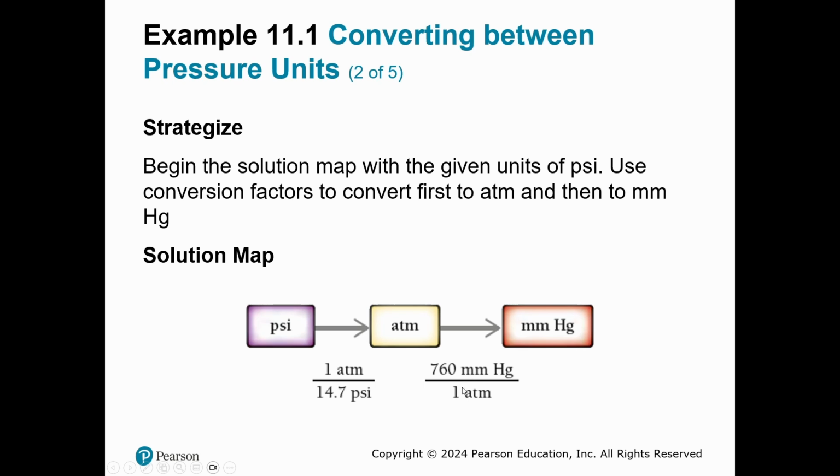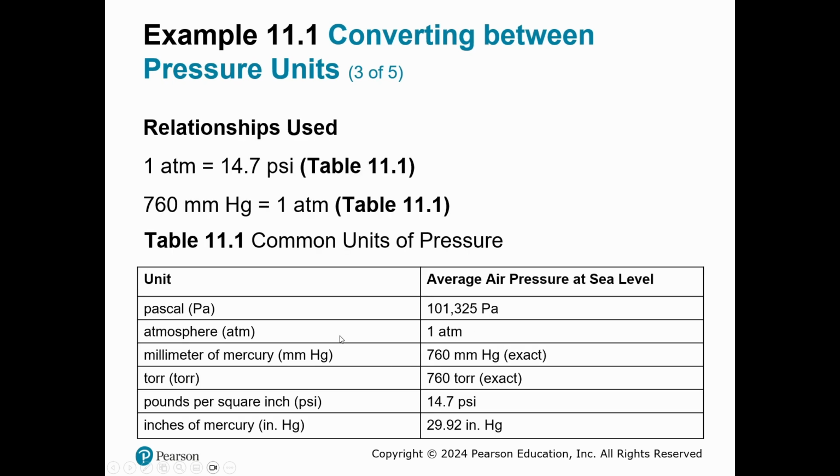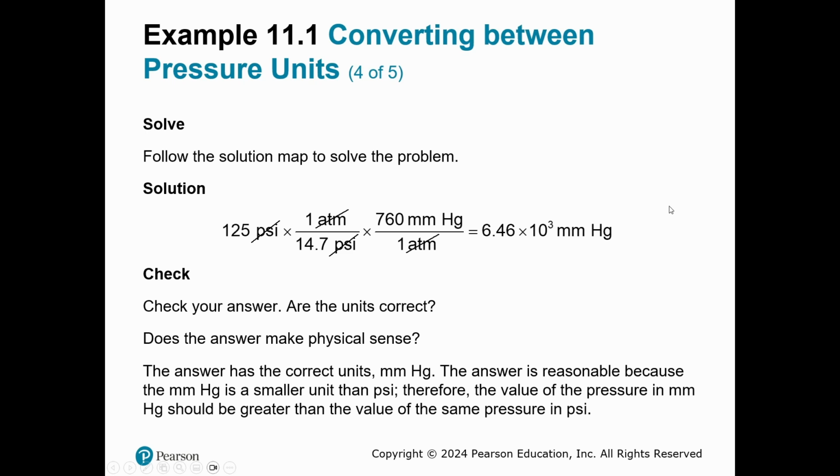And then our next conversion has ATM in the bottom, so it'll cancel out with ATM and give us millimeters of mercury. Again, table 11.1 references everything in regards to ATM, or average air pressure at sea level, which is 1 atmosphere. So you can expect to see this table on your exam. You can use these conversions for these type of problems. Like I said, we want to make sure that all of our units cross out as we're doing our dimensional analysis, and then we just get the proper units and our correct answer plugging into our calculator.